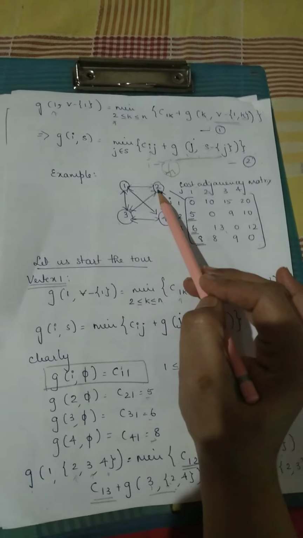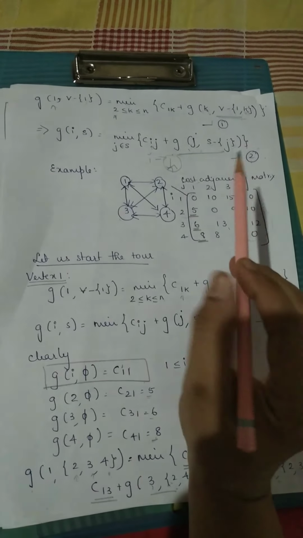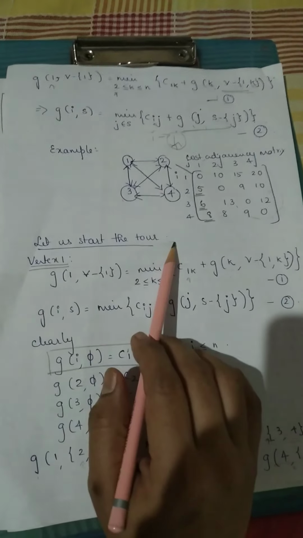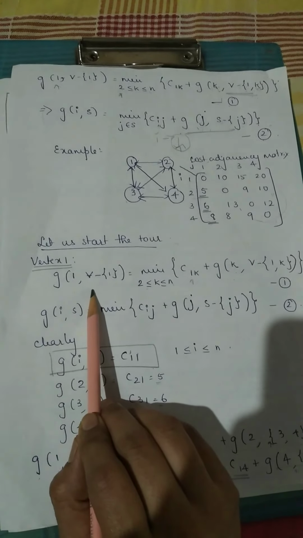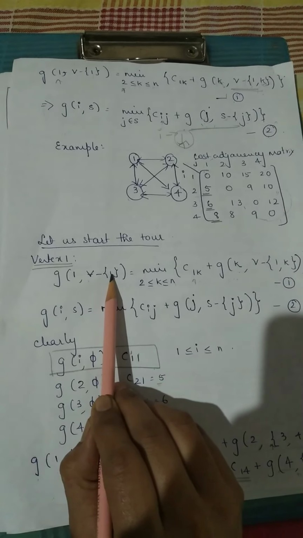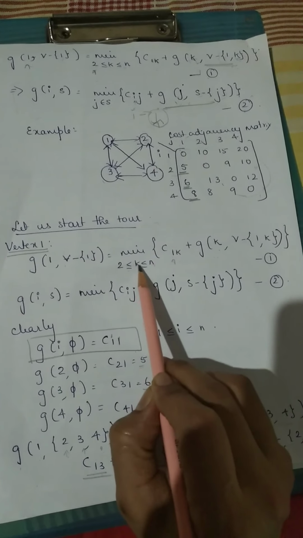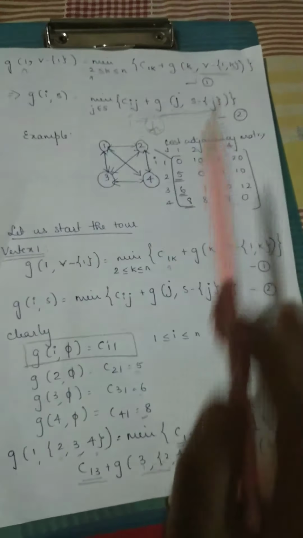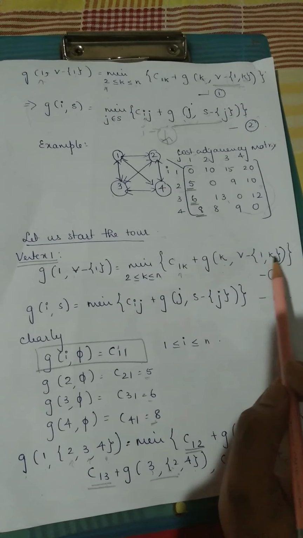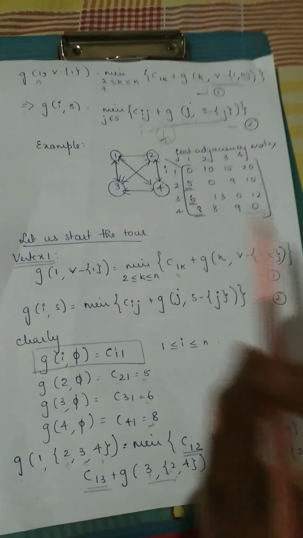This is a graph and this is the cost adjacency matrix. For the exam you will get a graph and a cost adjacency matrix. Okay, let us start the tour. We'll start from the first vertex. G of 1 comma V, the set of vertices other than 1, is equal to the minimum over 2 less than or equal to k less than or equal to n of C of 1 comma k plus G of k comma V minus 1 comma k. Right? This is the first equation and this is the second equation.